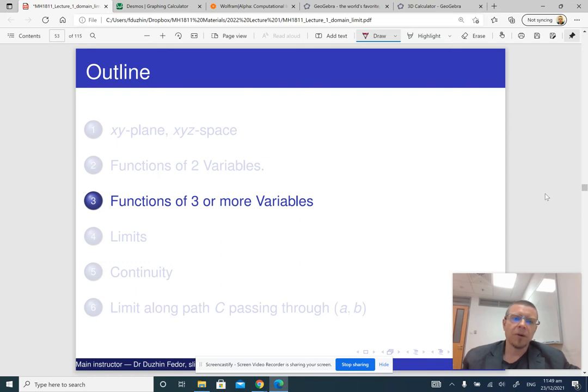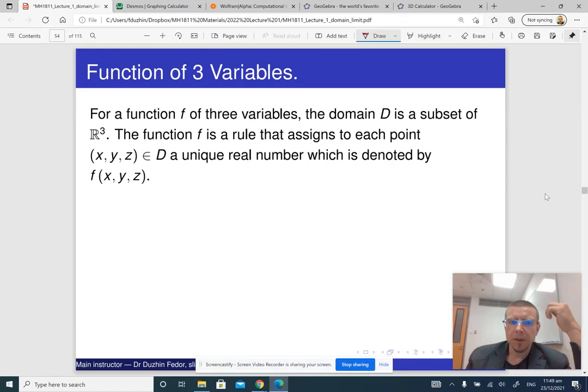Okay, now let us look at functions of three or more variables. Just in the same way as for functions of two variables, if we have three variables, then the domain of our function is a subset of the 3D space. Then a function is a rule that assigns a unique output for every input.